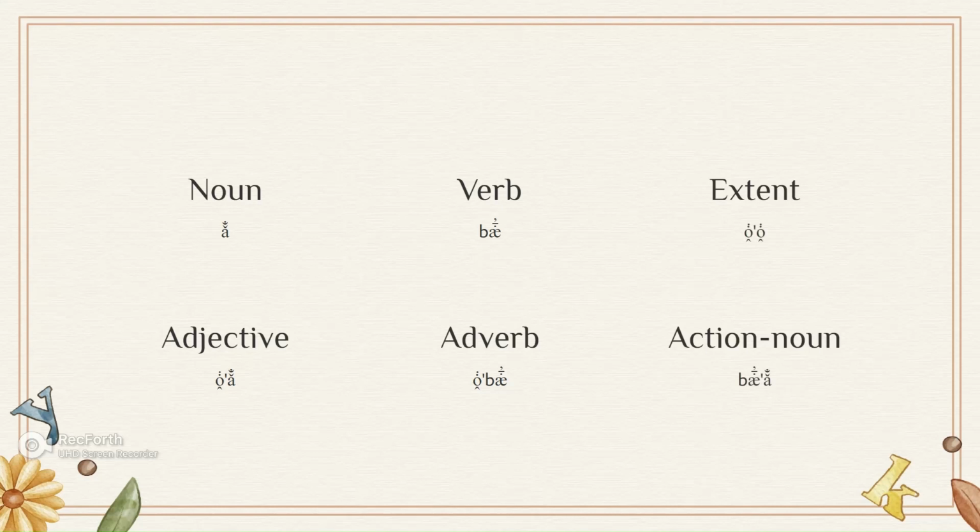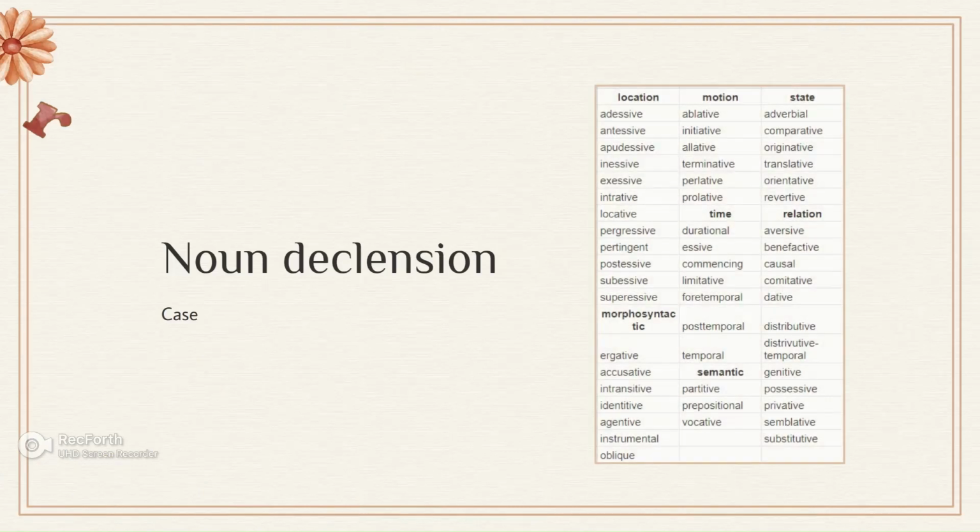Now, first of all, let's talk about the grammar, the parts of speech. We have the basic ones, nouns and verbs. We also have adjectives and adverbs, and then we have extent and action noun. Extent is basically adjectives and adverbs. Action nouns are nominalized verb phrases. And the small text are the so-called syntactic pronouns. We will take a look at them later.